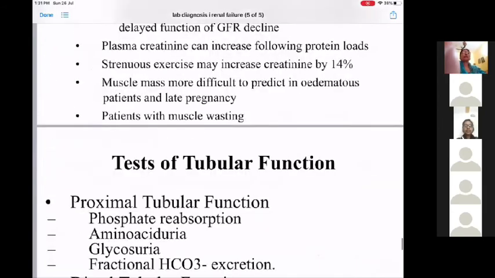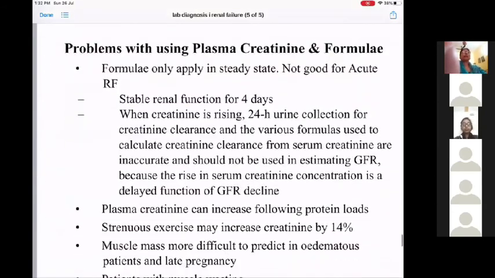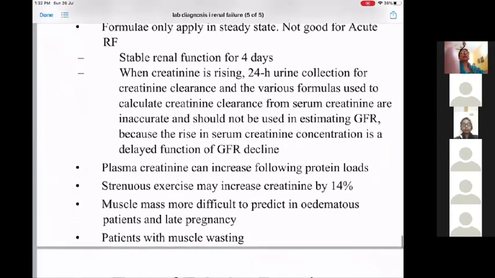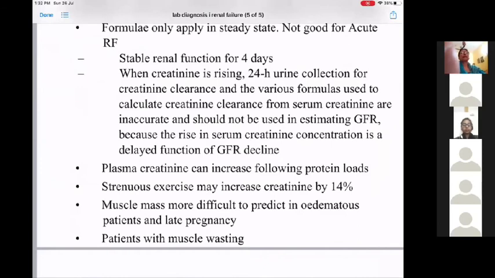What are the problems of using plasma creatinine in a formula? The formula only applies in a steady state condition, not a dynamic state, and is not good for acute renal failure. It requires stable renal function for 4 days. When creatinine is rising, 24-hour urine collection for creatinine clearance and the various formulas used to calculate creatinine clearance from serum creatinine are inaccurate and should not be used in estimating GFR, because the rise in serum creatinine concentration is a delayed function of GFR decline.